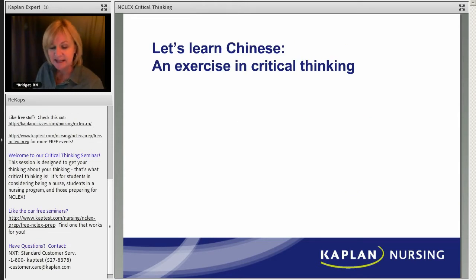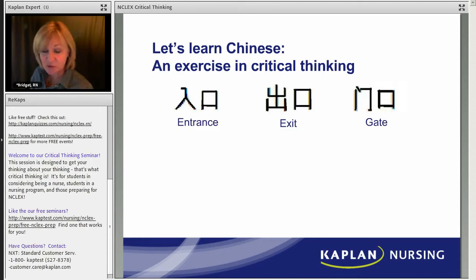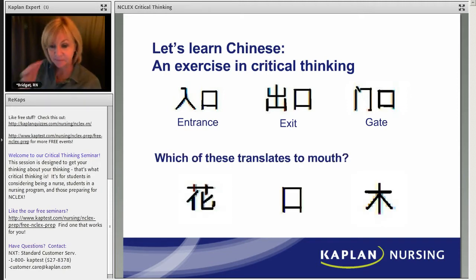All right. I'm going to give you an exercise in critical thinking. Now, I don't know Chinese. There's probably some of you in here that do, though. But these are the words in Chinese for entrance, exit, and gate. Now, you're just going to have to trust me on that. These are the right words. So this is all you know about Chinese, right? This is all I know about it. So what's the question? Which of these translates to mouth?